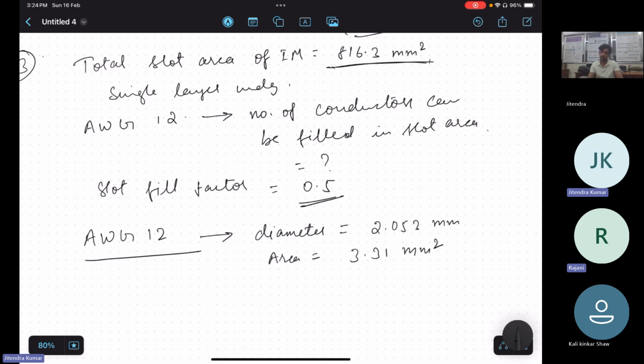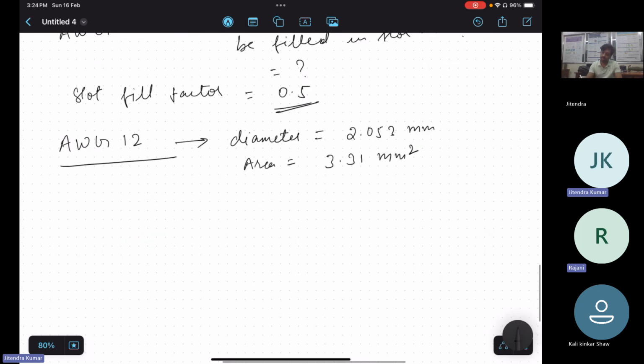Actually, we cannot, because while we are physically winding the machine slot, it's difficult, because that's a round wire. If it is a rectangular wire, then we can go up to 90% of the slot. In this case, the tension is more, and we are unable to wind it.